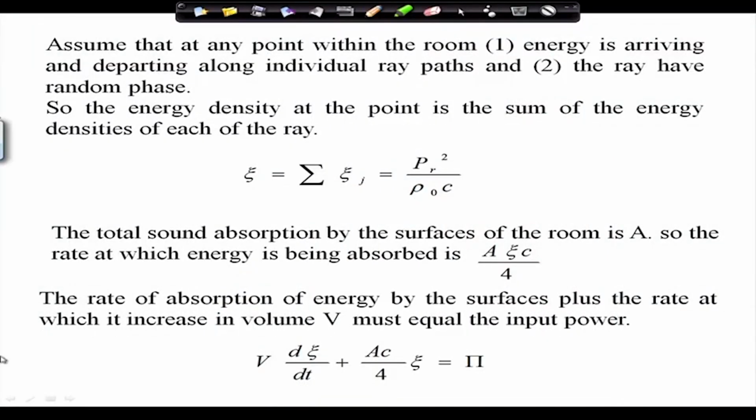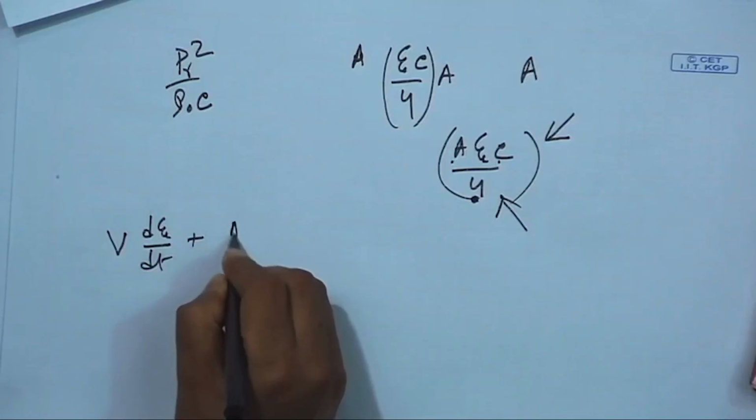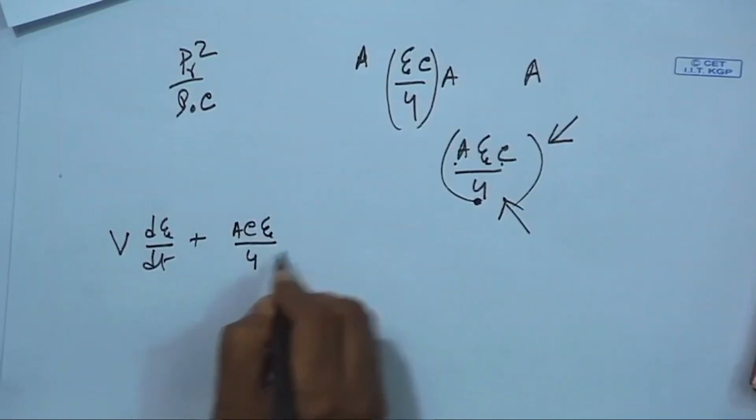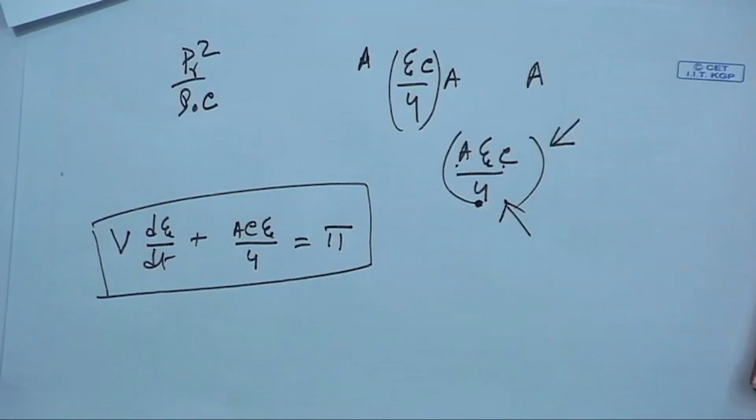So, I can say the rate of absorption of energy by the surface plus the rate at which the energy increases in the volume must be equal to the input power. If the room volume is V, then V del psi by del t plus A C psi divided by 4 is equal to the total input power. So, this is the total energy equation. In an enclosure, if I switch on a loudspeaker, multiple reflections will develop, and the equation of the sound energy is this, with the input power on the right.